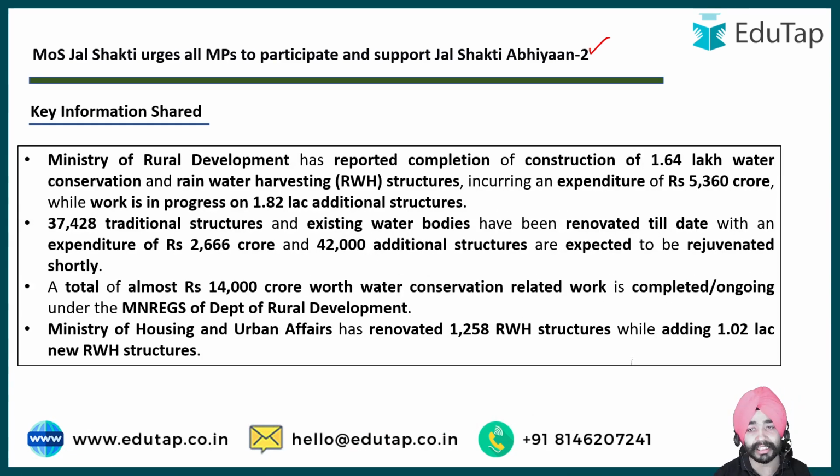What it says is that around 1.64 lakh rainwater harvesting structures have been constructed at an expenditure of around rupees 5,300 crores. That has been discussed by the ministry. What are the additional structures? How will existing water bodies be created? So this is the important information that has been shared.